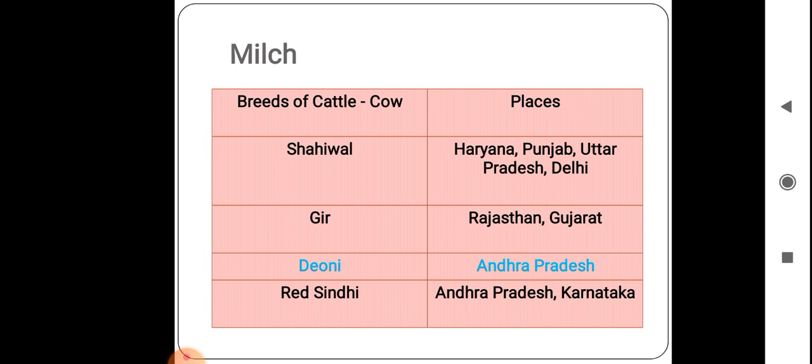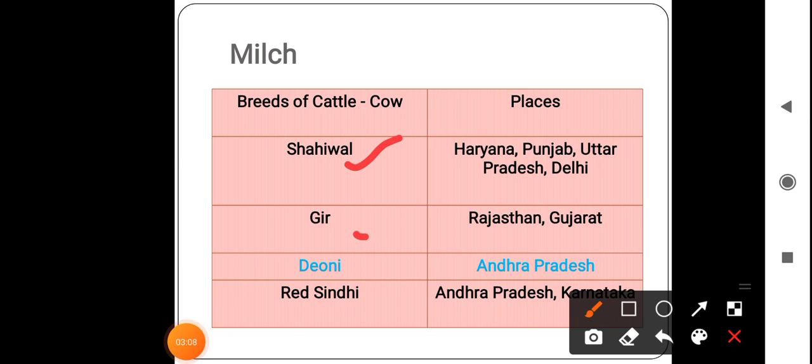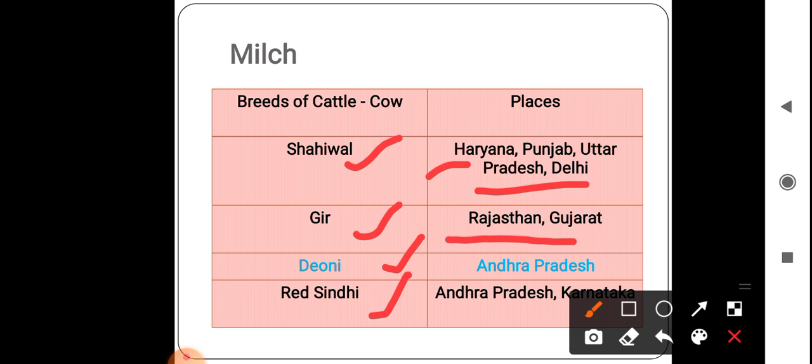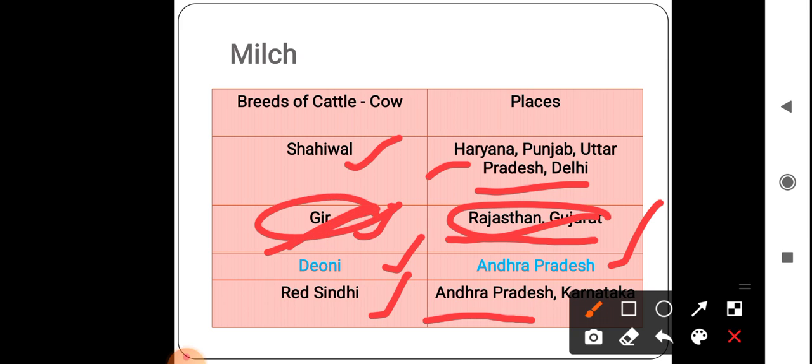Now again, going to details of milch cattle: Sahiwal, Gir, Devni, and Red Sindhi. Sahiwal is found in Haryana, Punjab, and Uttar Pradesh. Gir is found in Rajasthan and Gujarat, and Devni is found in Andhra Pradesh. Red Sindhi is found in Andhra Pradesh and Karnataka. Gir, as the name indicates, Gir forest, Gir means Gujarat.